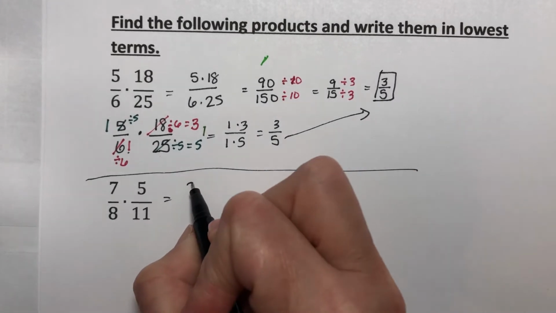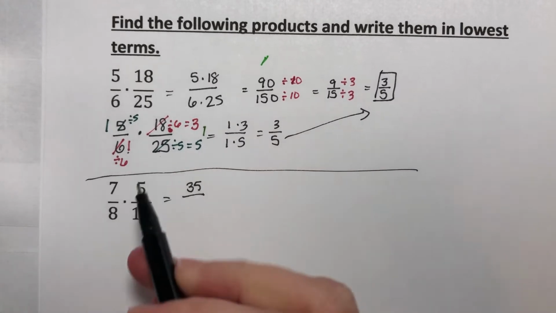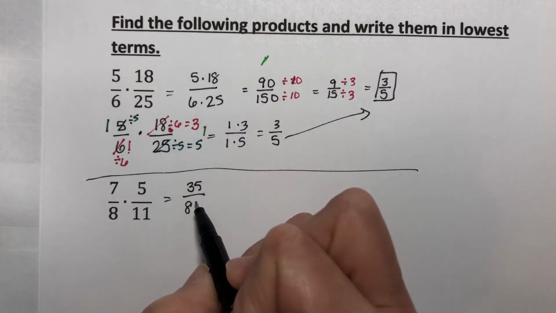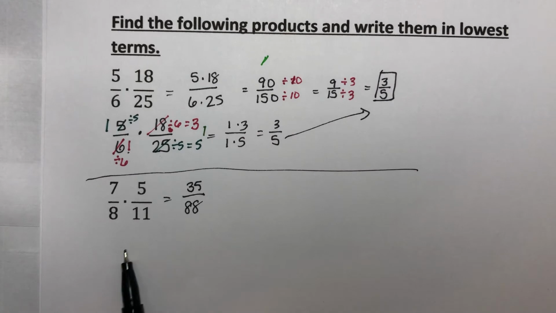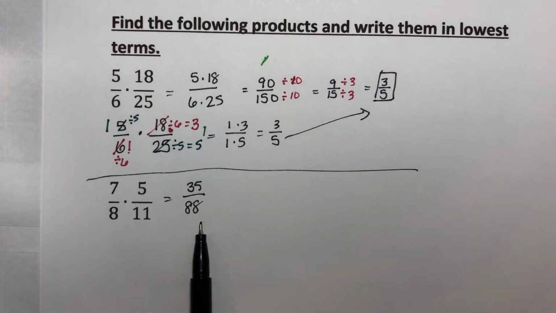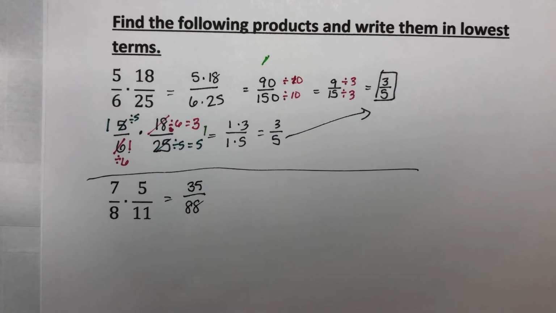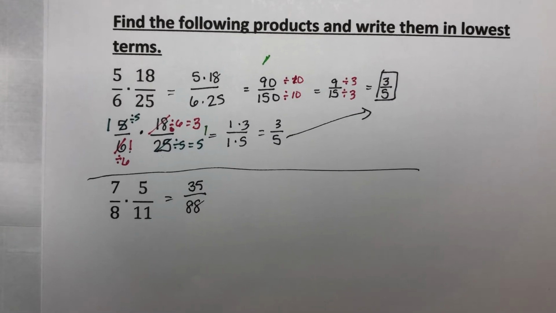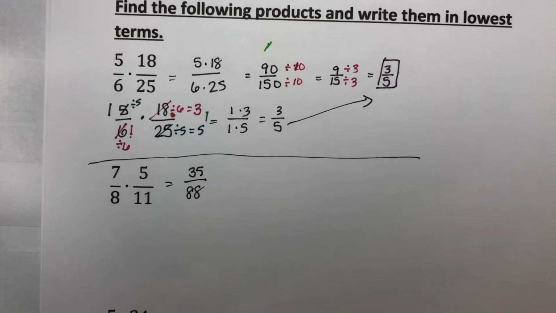7 times 5 is 35. 8 times 11 is 88. If there was no way to cross cancel, then this is not going to reduce. You can double check it. You can even, once you get comfortable with your calculators, type it in and it will reduce it for you. If it will reduce, you can double check yourself, but that's going to be your final answer.